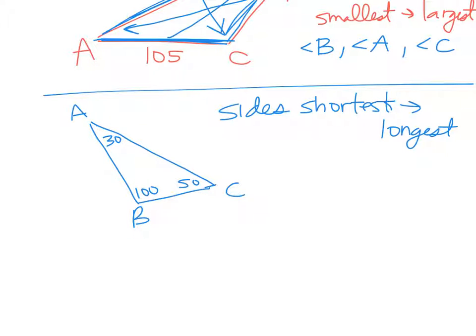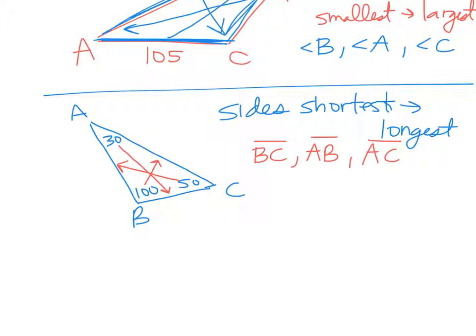Now, in this one, what is my smallest angle? A. What's the side across from A? BC. So you're going to go across from A and say BC would be the shortest. What's my next shortest? AB, across from the 50, right? So AB would come next. And then my longest is across from the 100, which is AC, okay?